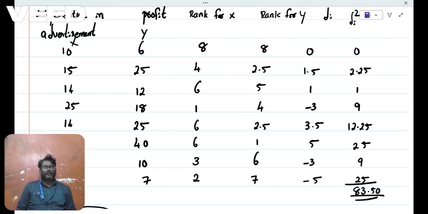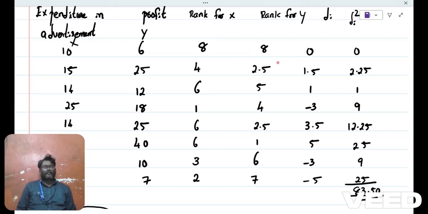Next, the rank will be 4. After 25, we'll have 18, so for 18, we'll assign the rank as 4. After that, the next largest value after 18 will be 12, so assign 5. After 12, the next largest value will be 10, as 6. Then the next value is 7, which is 7. And the last value will be 6, which is ranked as 8.